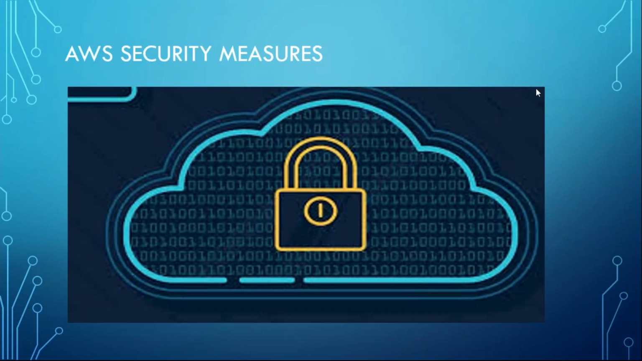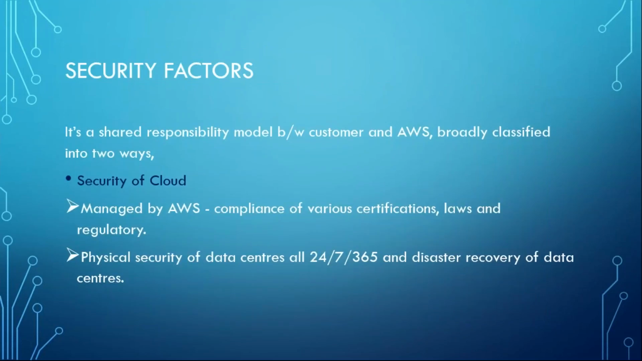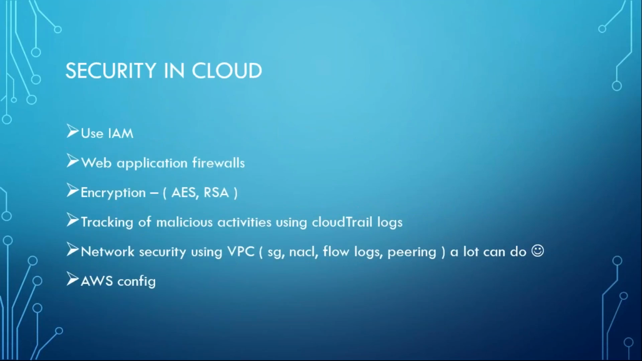So today we're gonna see about AWS security measures. As part of it, I'm gonna start with IAM, Identity Access Management. In AWS security, we have to see two ways. The first thing is managed by AWS. As you all know, AWS already complies with various certifications, and they're bound by all the countries' laws and regulations. And their data center is well secured 24/7 by physical security.